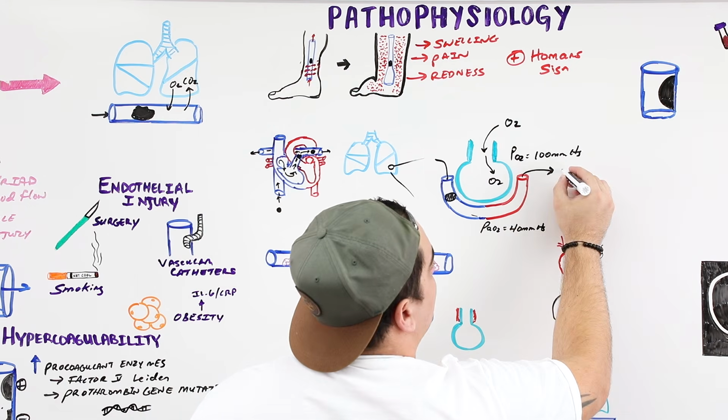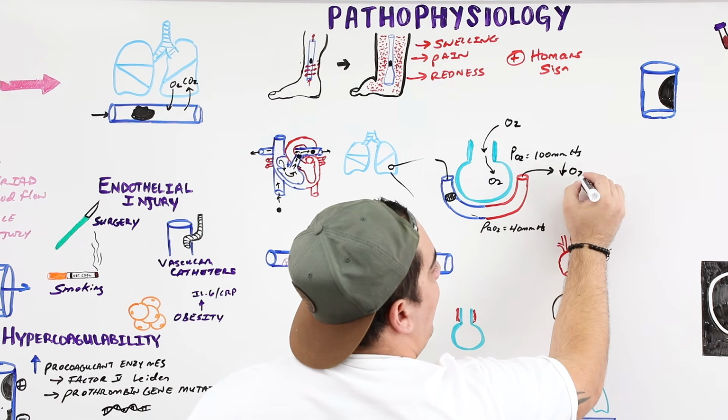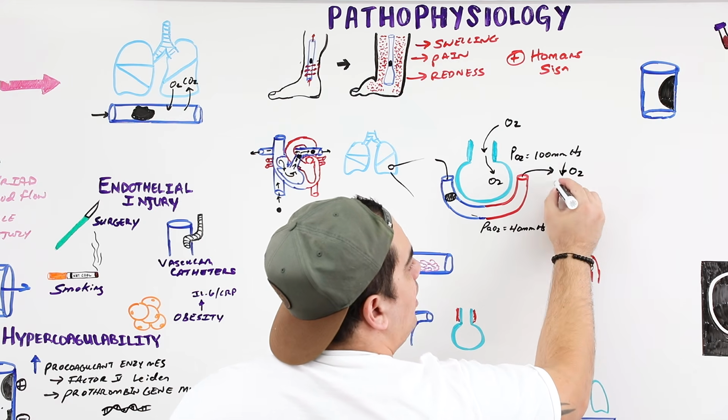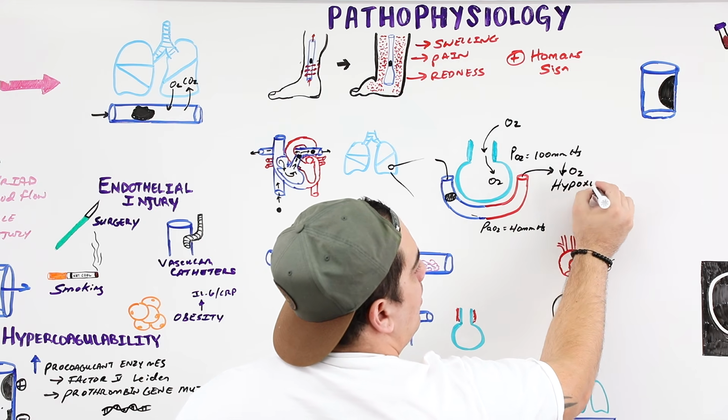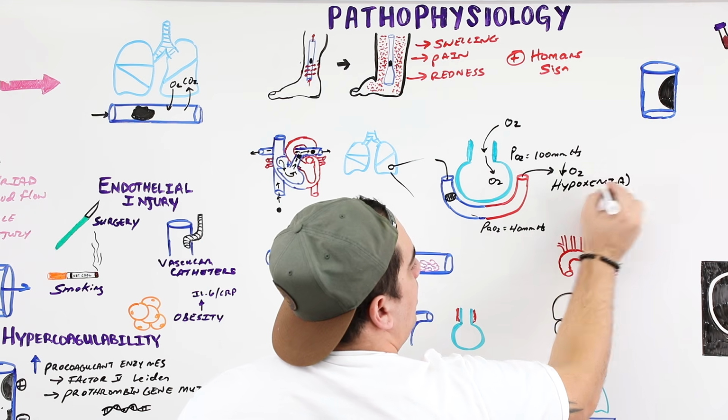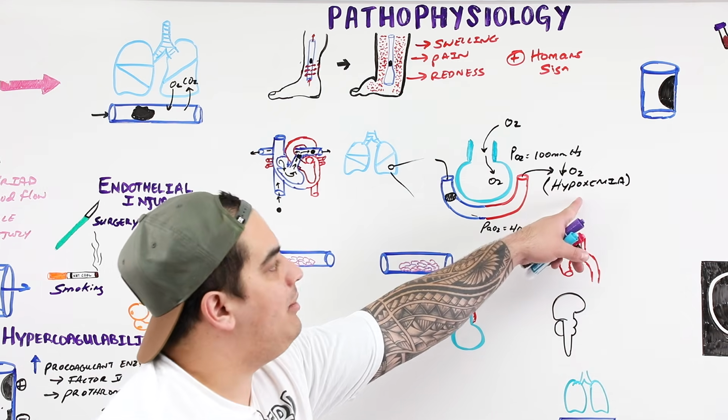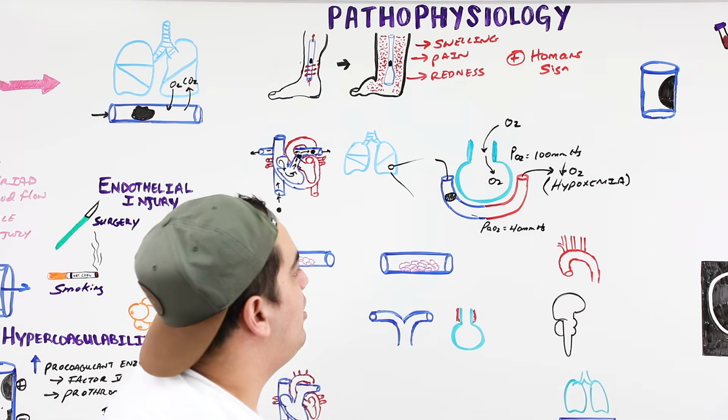And so generally this is called what? Whenever you have low oxygen in the actual arterial blood, this is called hypoxemia. And so this hypoxemia that we have is actually a result of what?